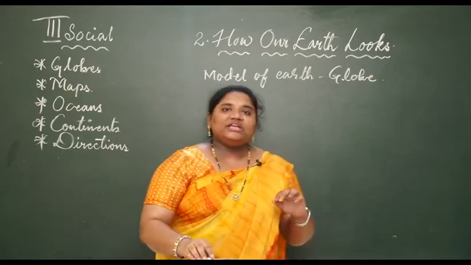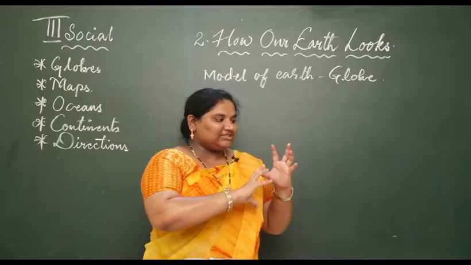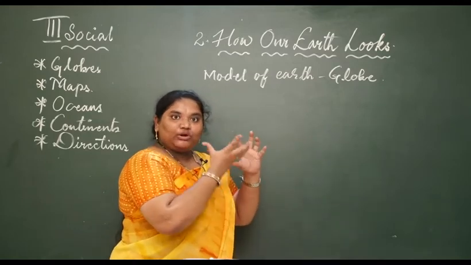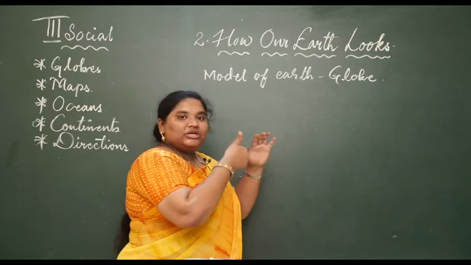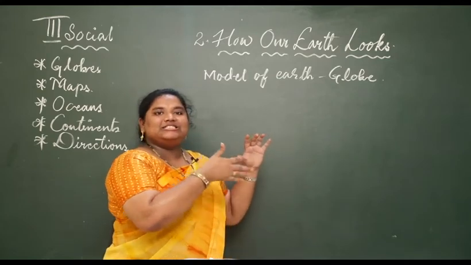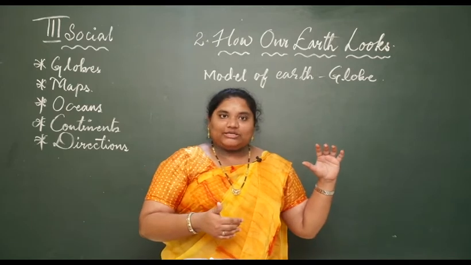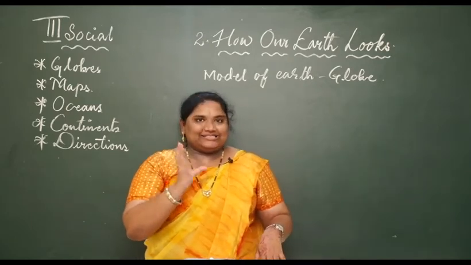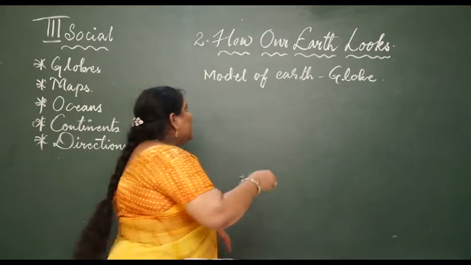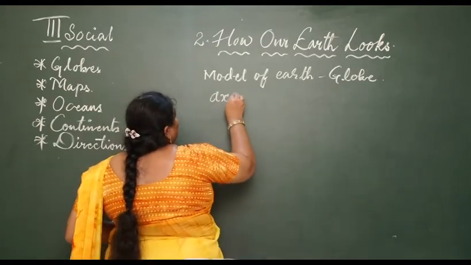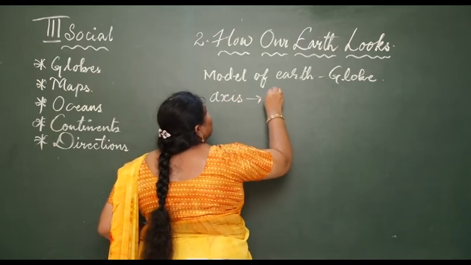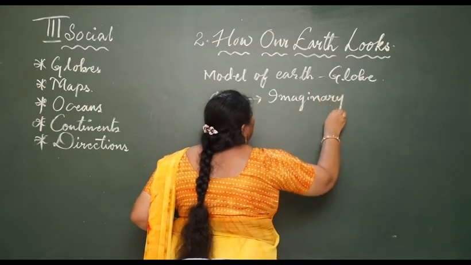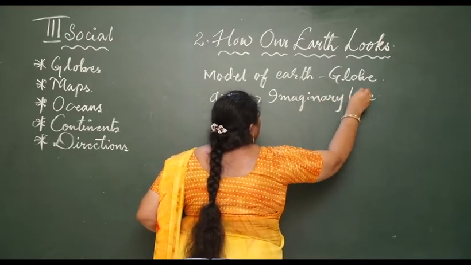Even on the globe, we cannot see the whole globe at a time. As it is shaped round like a ball, we have to turn it around and see each and every part of it. Am I right? So what happens here? Earth rotates on its axis. So what does the word axis mean? Axis is an imaginary line.